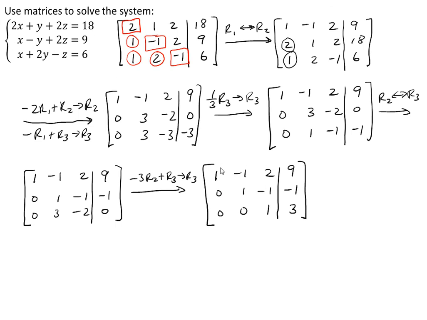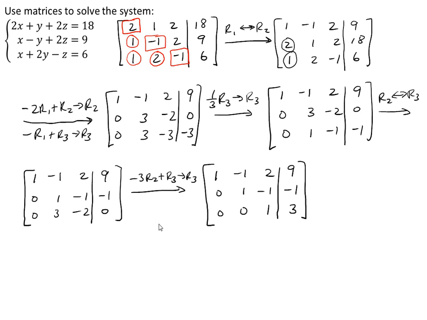My first row says x minus y plus 2z equals 9. Second row says y minus z equals -1. The third row says z equals 3. So that essentially gives me my solution for the z coordinate. Now I can plug that back in the equation above where I have y minus z equals -1. Do y minus 3, because z equals 3, equals -1, and then solve for y. And then take those two values and plug them back into that first equation to solve for x.